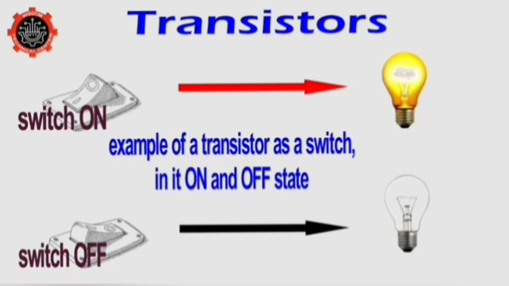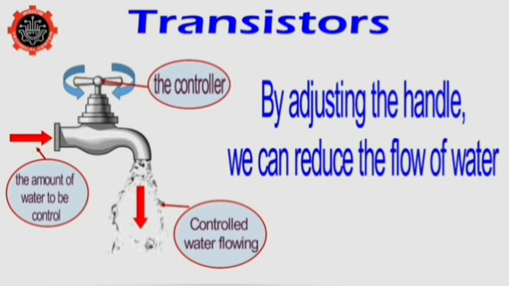The second way that I could use a transistor is like how water flows through a tap. Current flows through a transistor like how water is flowing through the tap, because we can control the amount of water flowing by adjusting the handle.